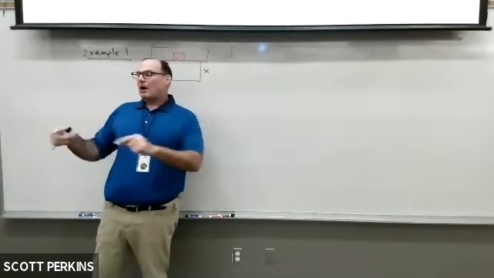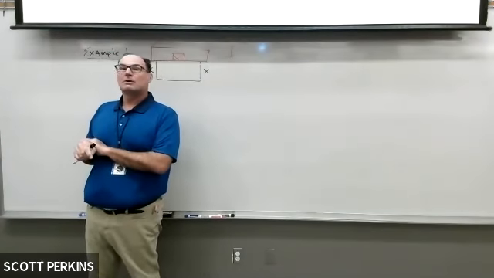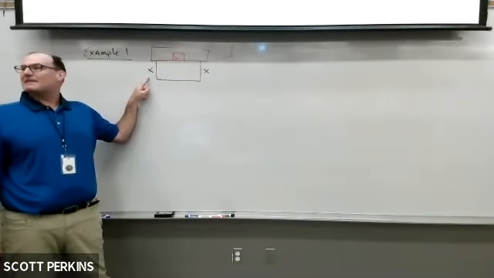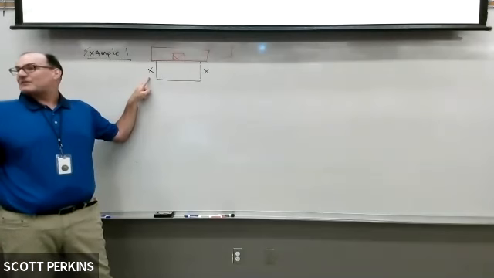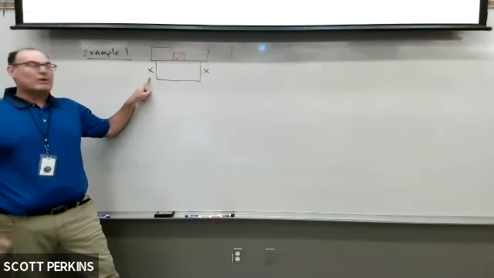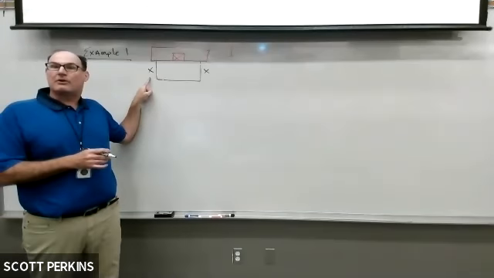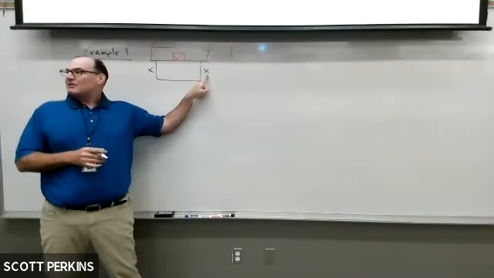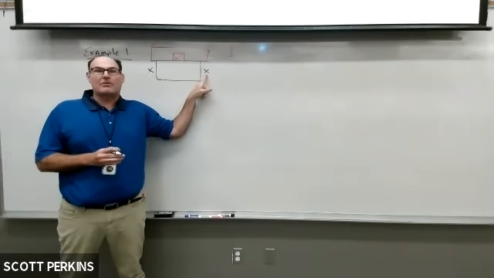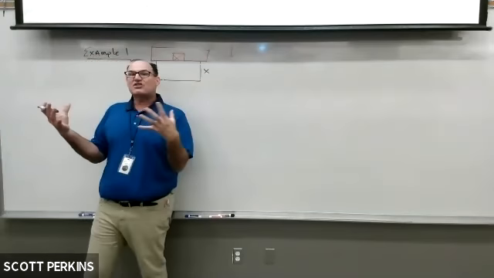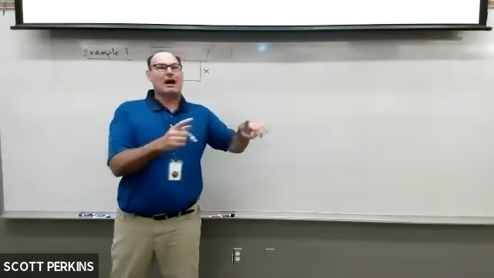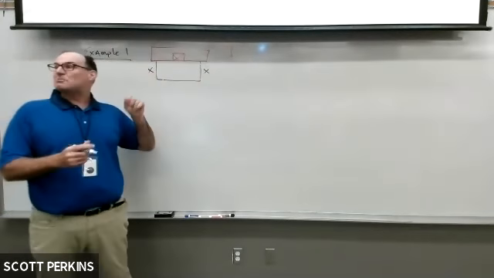How much fence are we told the farmer has? 120 feet total, right? How much fence did the farmer use on this side? X, whatever it is, 10, 20, I don't know, but X. So we're going to deduct that from the total of 120. How much did the farmer use for this side? X. So we'll deduct that from the 120. So what is the expression that I have when I start off with 120 feet and then I deduct X and I deduct X more?